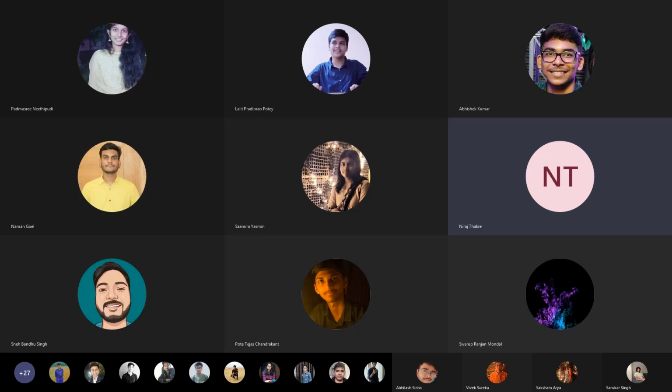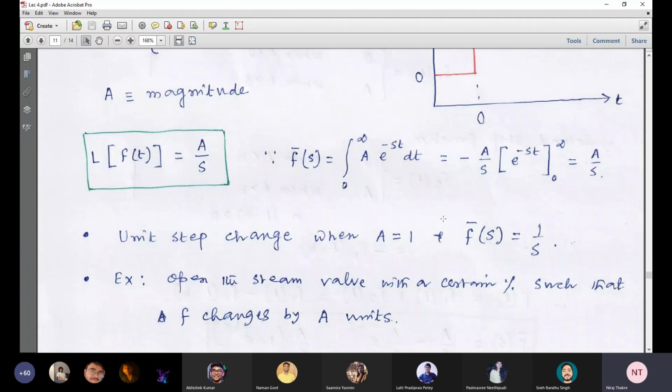Change, we have this f(t) equal to 1. This is in time domain. f(t) equal to a equal to 1. But in Laplace domain, it is f bar(s) equal to 1 by s. See, the Laplace transform of f(t) we are denoting by f bar(s). In time domain, it is f(t), and in Laplace domain, it is f bar(s).